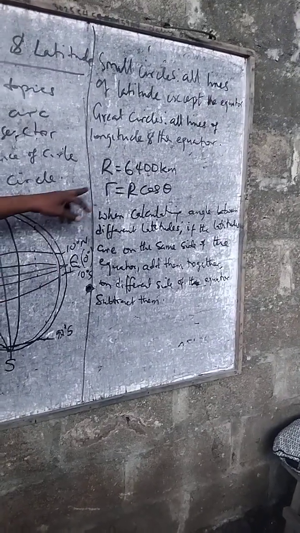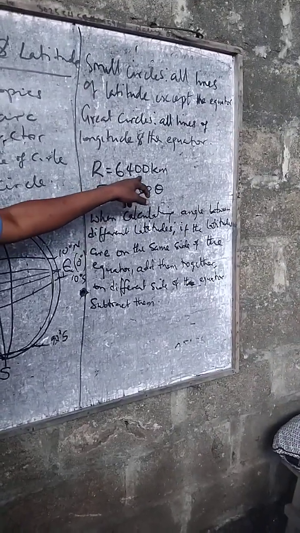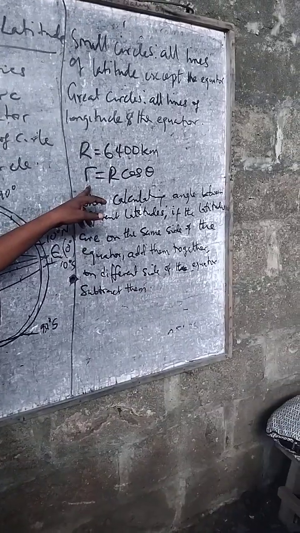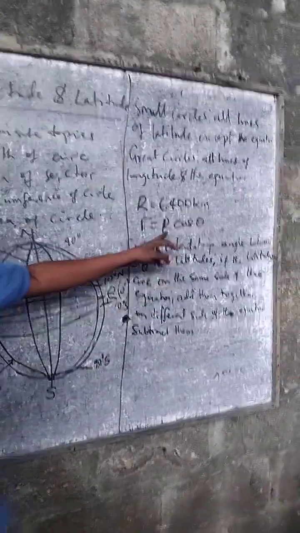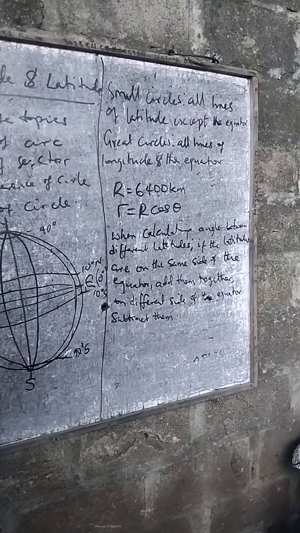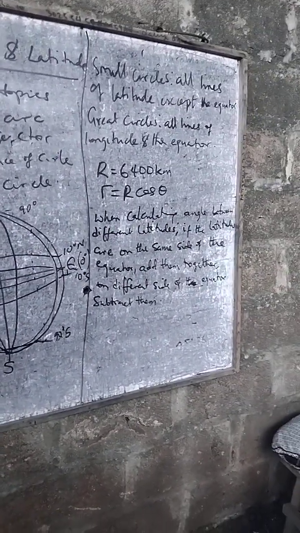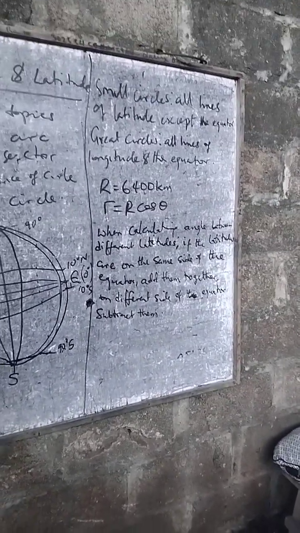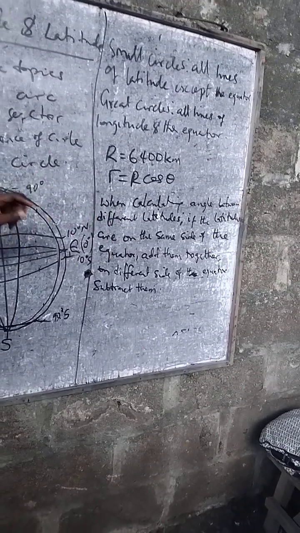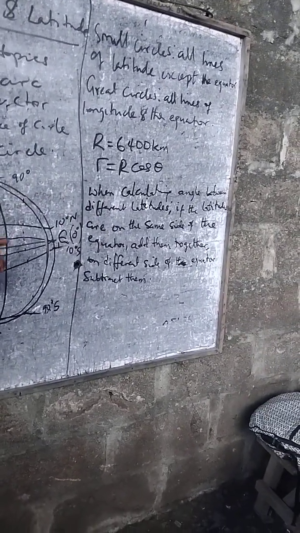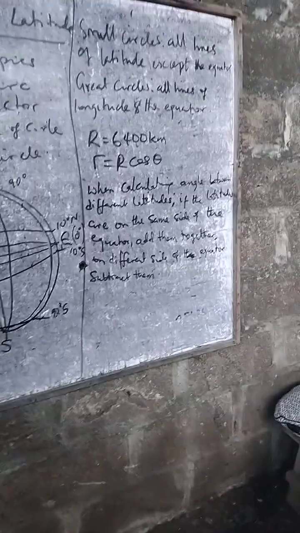So you have the radius of the earth to be 6,400, and to calculate the radius of the latitude, the small circles, it is big R cos theta, depending on the angle that is formed. So I want you all to also note this: when you are calculating the angle between two different latitudes, there is an angle formed between them.